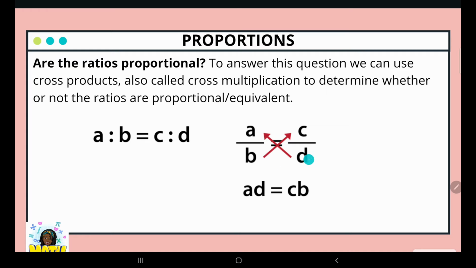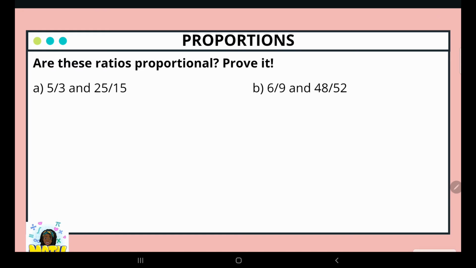So using these variables, when I cross multiply and I multiply A times D, I get AD. And if I multiply C times B, I get CB. Now, if both of these numbers are the same, that means that these two ratios are indeed proportional. Are these ratios proportional? Prove it.